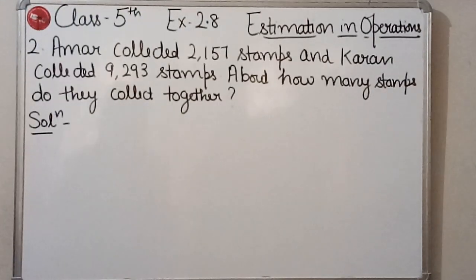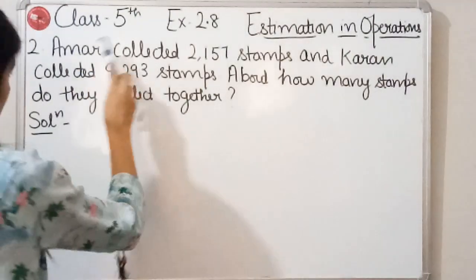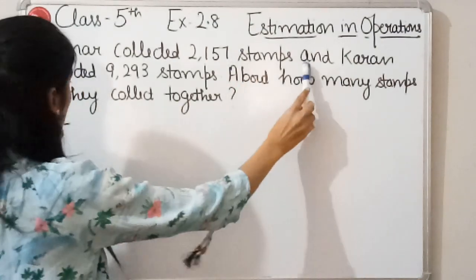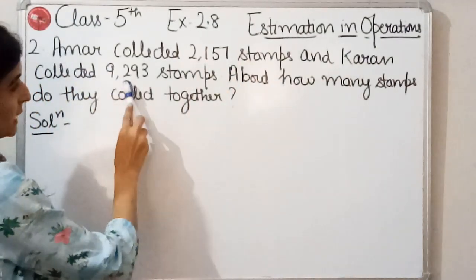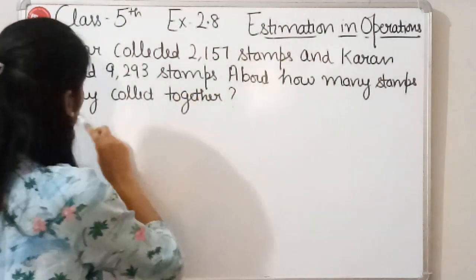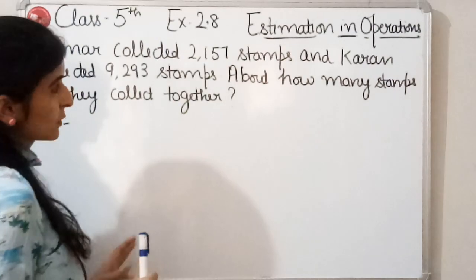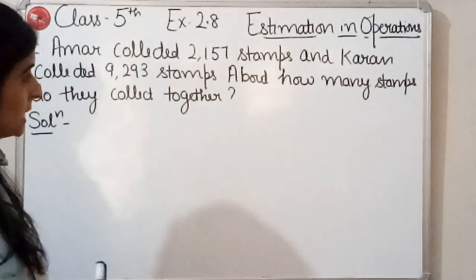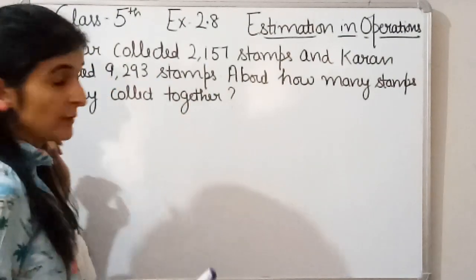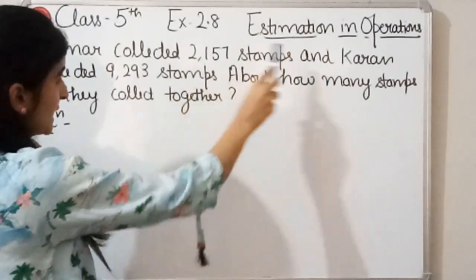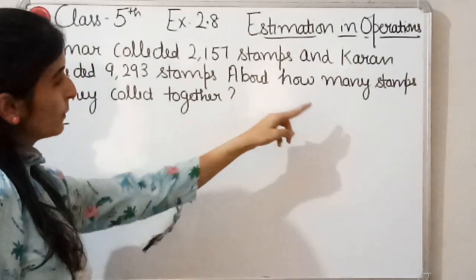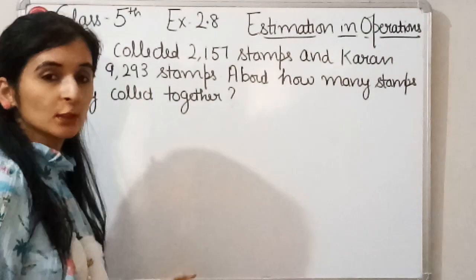Now the next question, question number 2 is, Amar collected 2,157 stamps and Karan collected 9,293 stamps. About how many stamps do they collect together? So here we have been given the number of stamps collected by Amar. Then we have been given the number of stamps collected by Karan. So we have to find out about how many stamps they collect together.